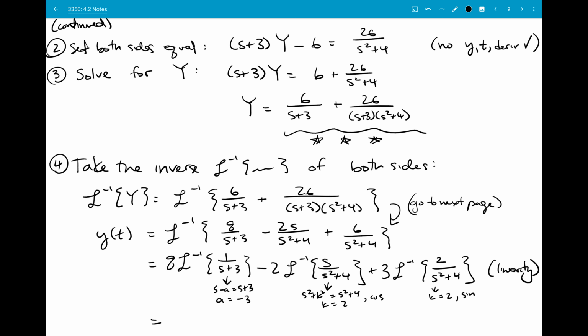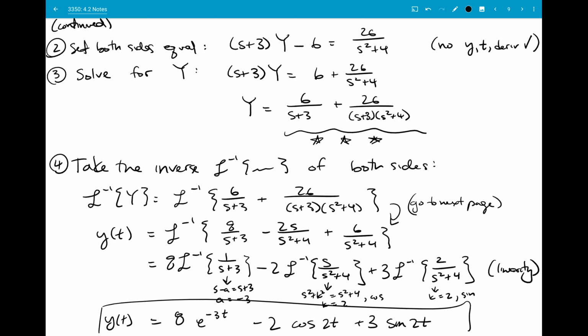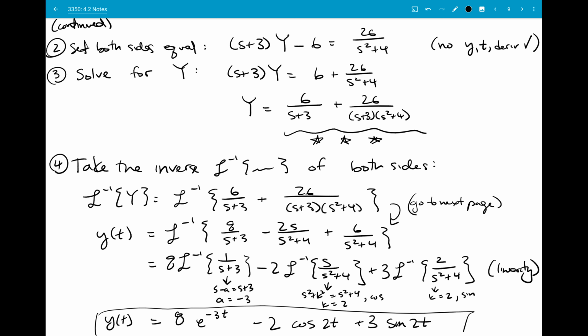And so our inverse Laplace transform table would tell us that this is 8e to the minus 3t, minus 2 cosine of 2t, plus 3 sine of 2t. And that's just the solution y of t. Oh, I'm not going to put that box there. It blocks out some of the stuff that we just wrote. I'll make that box better. There we go. That's the solution right there.